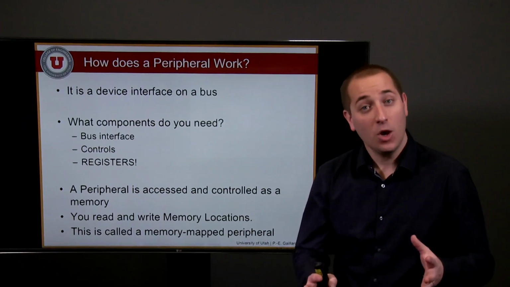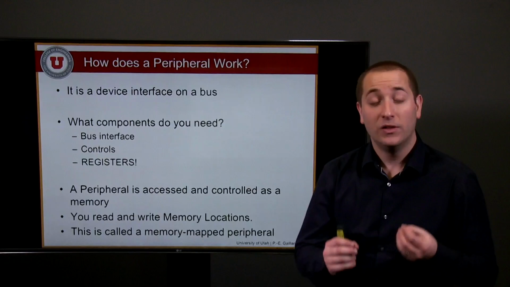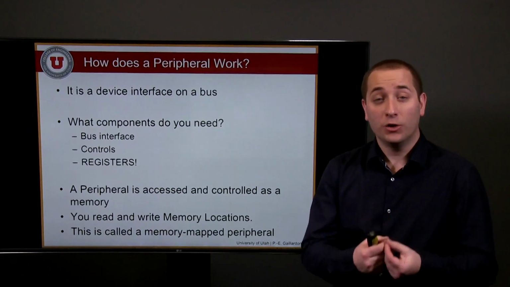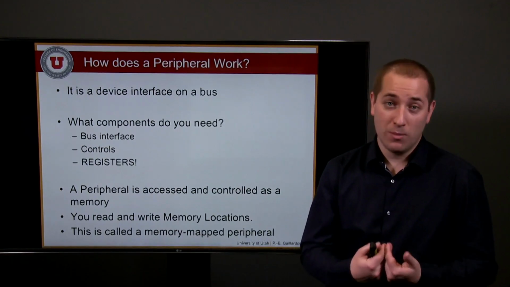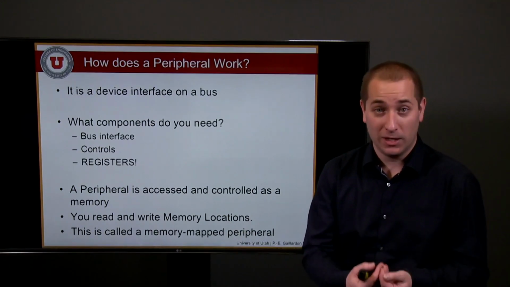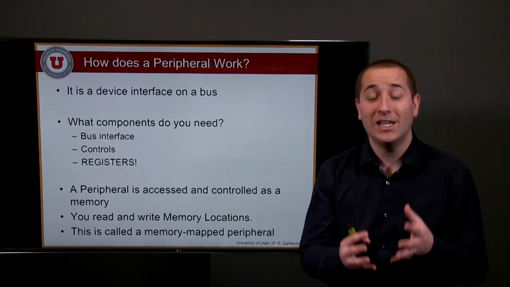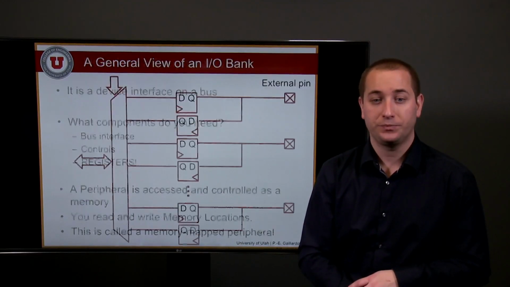Now, as a side note, I told you at the beginning that a processor only sees memory. This is even more true. Not only do you see the memory from your memory subsystem, but you also see all your peripherals as memory elements. So the only thing that you do with your processor is read and write into memory locations.